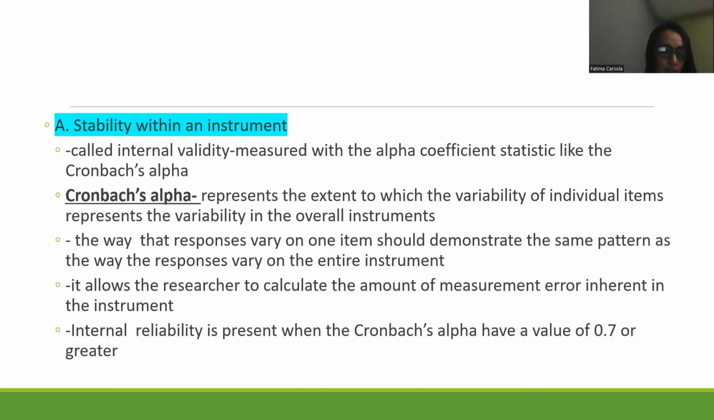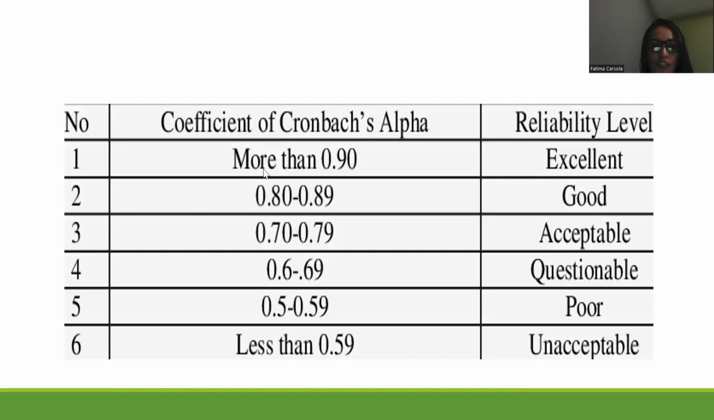Okay, so another one, you are using the Cronbach's alpha. The Cronbach's alpha represents the extent to which the variability of individual items represents the variability in an overall instrument. So again, this should be 0.7 or greater for us to accept that the instrument or the questionnaire is valid. So we have here the coefficient of Cronbach's alpha. When it's 0.9, it is excellent; 0.8 to 0.89 is good; 0.70 to 0.79 is acceptable.